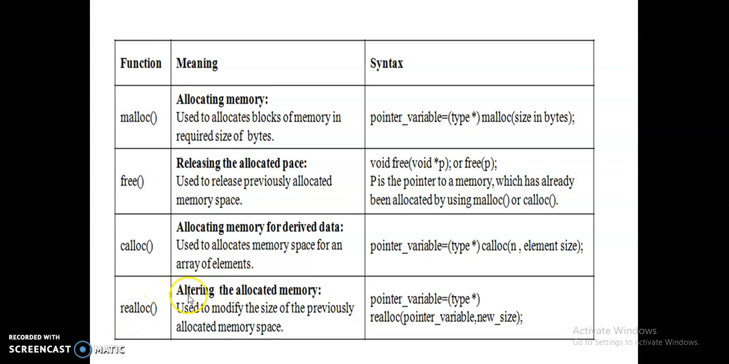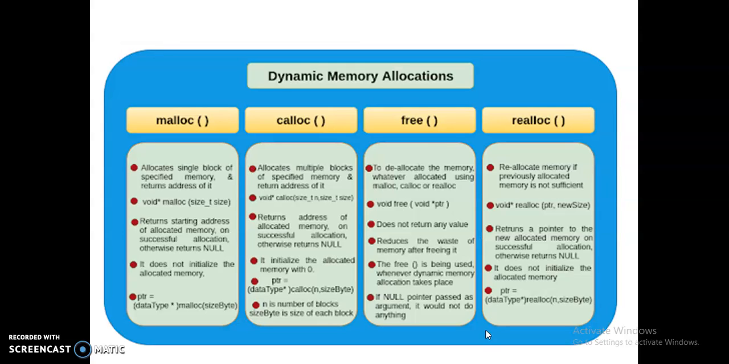This is realloc, altering the allocated memory, used to modify the size of previously allocated memory space. This is the syntax: pointer variable is equal to type star realloc, pointer variable, new size. So this is the description of the dynamic memory allocation functions: malloc, calloc, free, and realloc.